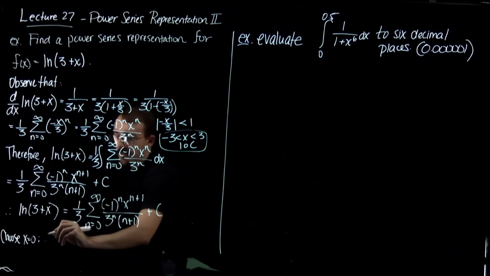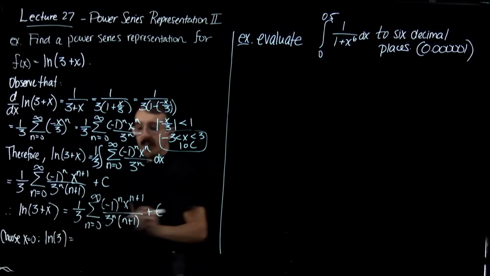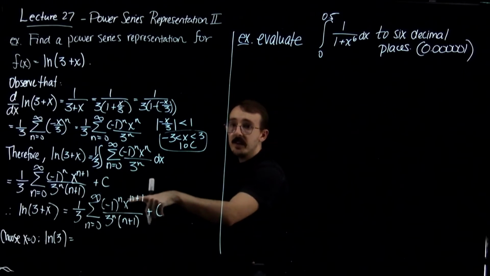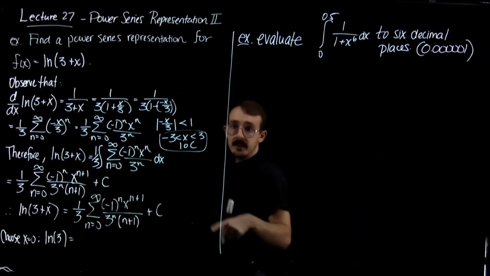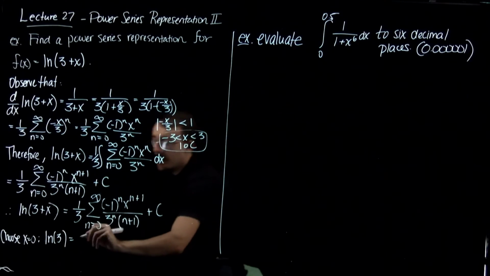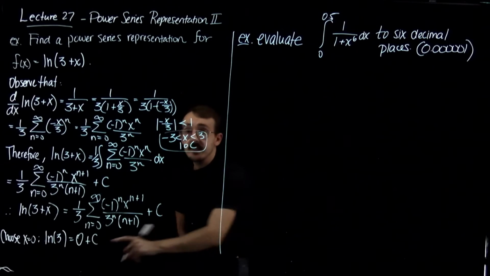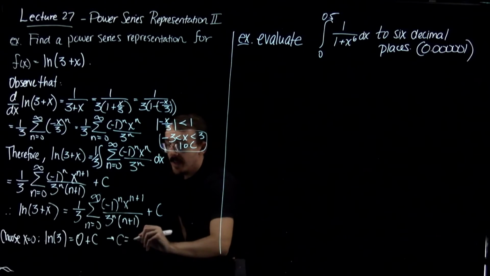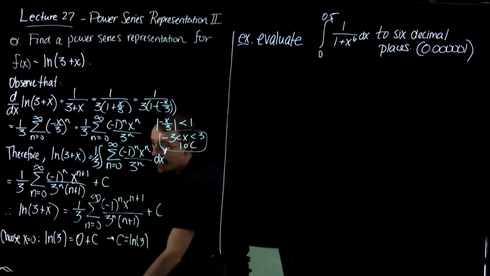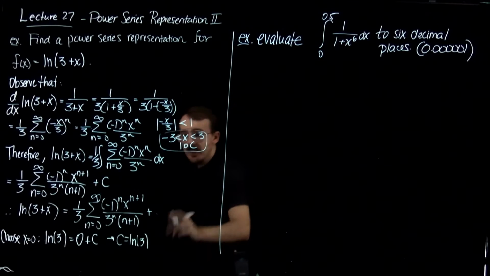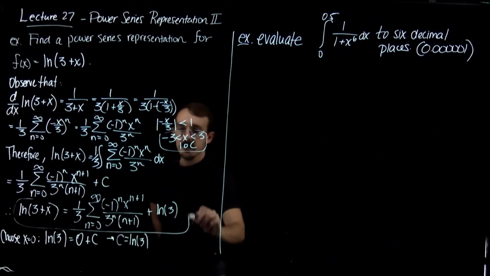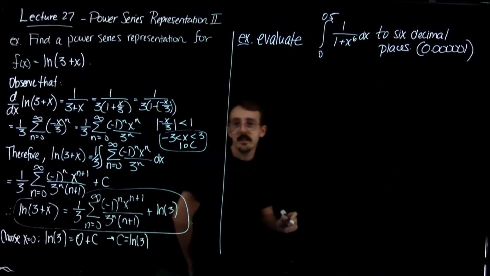The left side here is ln of 3. And the right side, if I plug in 0 for x, 0 times anything, and it's in the numerator, is just 0. So I'm just adding zeros for all of these terms. So this is the 0 series if I plug in 0. So that means ln of 3 is 0 plus c, but that means that c has to be ln of 3. So instead of this c right here, I can replace that with the constant ln of 3. And then this is my series representation for ln of 3 plus x.